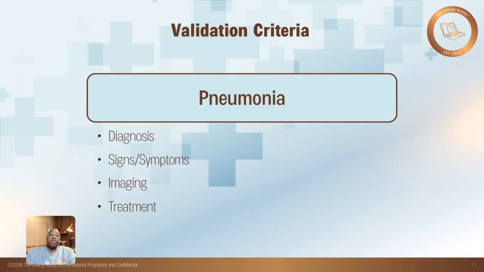First, we're going to look at the validation criteria for pneumonia. For pneumonia, you need a diagnosis, which we have because the patient was diagnosed with pneumonia. We have signs and symptoms: the person had a cough, a fever, and nausea and vomiting. They also had imaging proof of pneumonia, a chest x-ray with bilateral infiltrates, and we had treatment. They were treated with IV cefepime, and they were discharged on oral antibiotics.